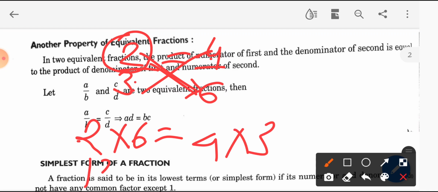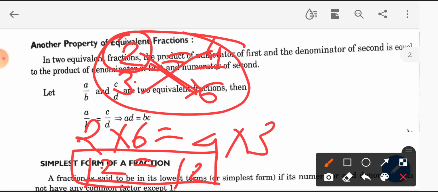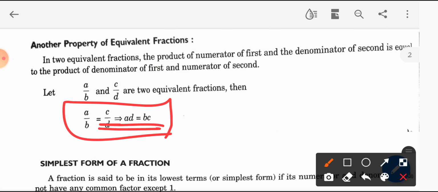So 2 sixes are 12, and 4 threes are 12. Now you can see that 12 is equal to 12, or LHS is equal to RHS, so you can say that these two fractions are equal. So this is the property of equivalent fractions: in equivalent fractions, AD is equal to BC.